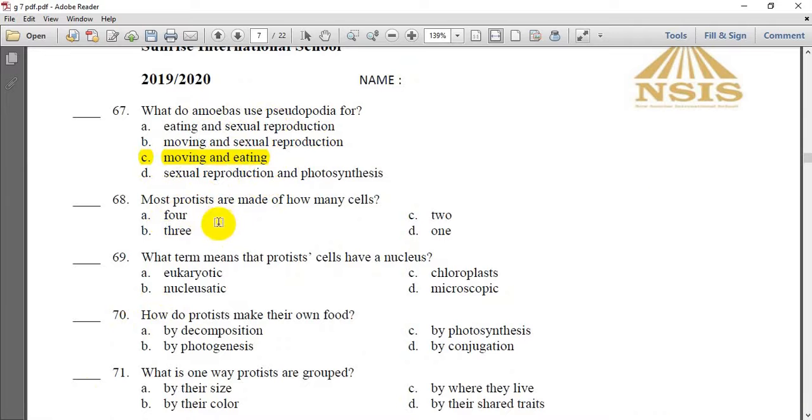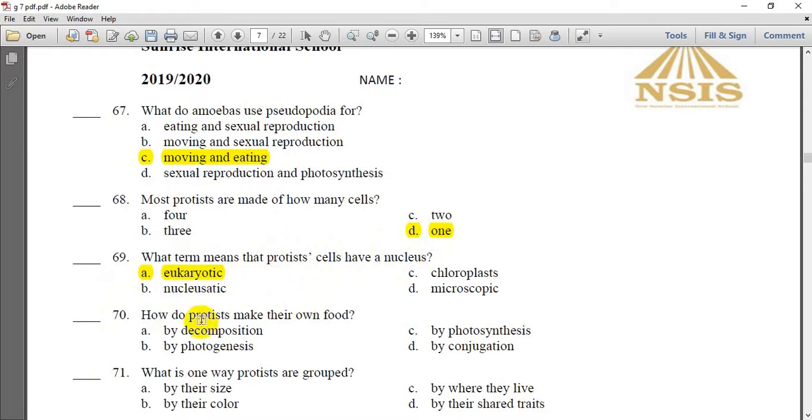Most protists are made of how many cells? Most protists are single-celled organisms, so they have one cell. 69. What term means that protist cells have a nucleus? As we said, any organism that has a nucleus, we call it eukaryotic.